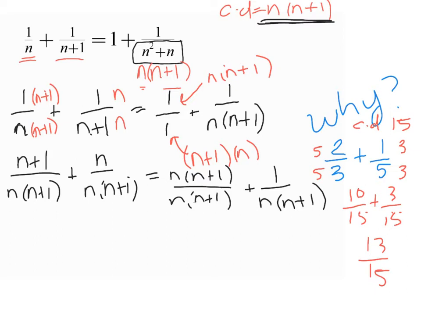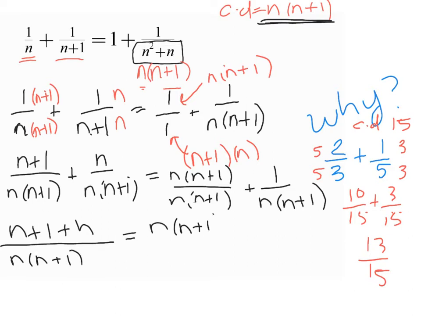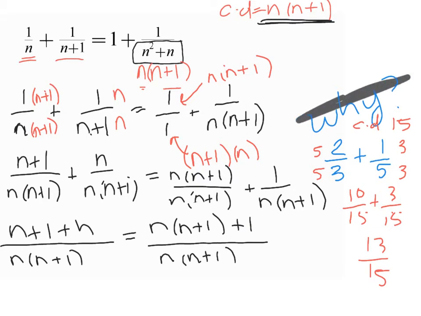Now I can add across the numerator, so I'm going back to my original problem. Across the numerator, I have n plus 1 plus n all over my common denominator. And over here, I have n times n plus 1 plus 1 all over my common denominator. Okay? That's not what I wanted to do. Need some more space.